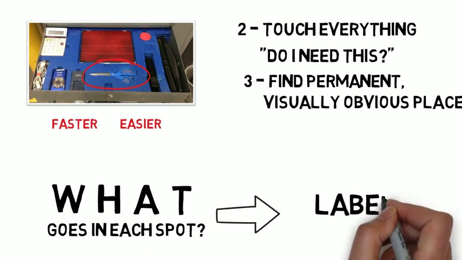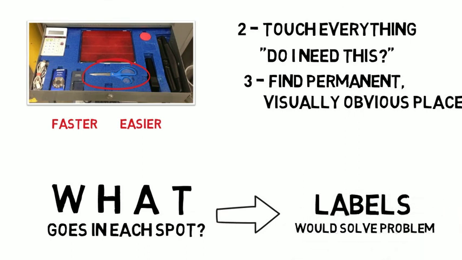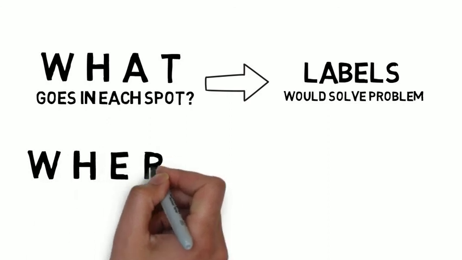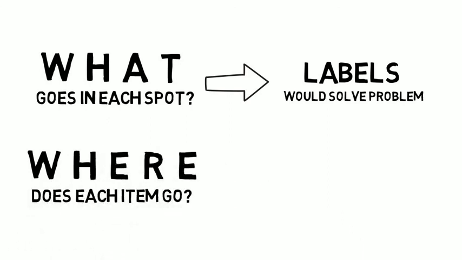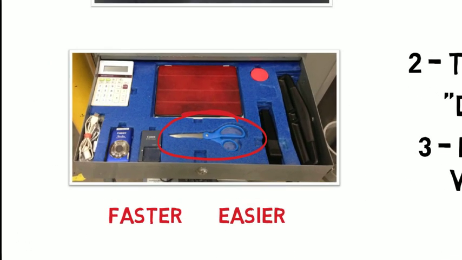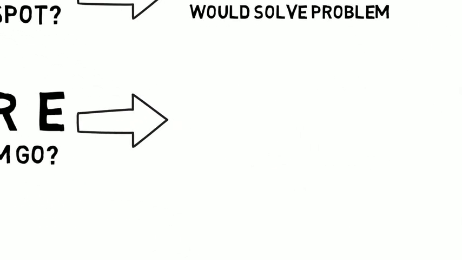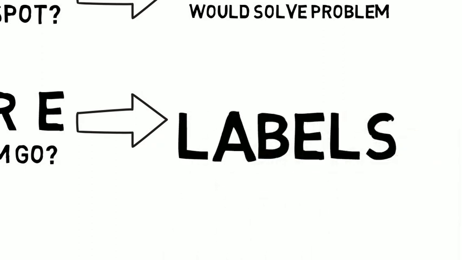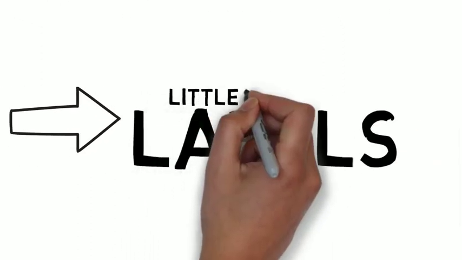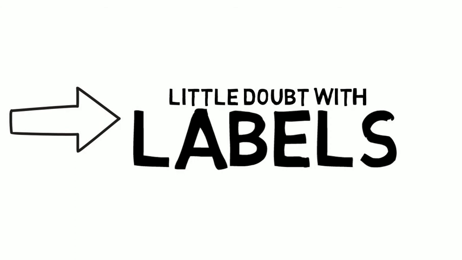Placing labels on each area would solve this problem. Do we know where each item goes? The slots created in the foam go a long way in telling us where, and if we had only the items that belong in the desk, we could probably match the items to the slots. But if the slots were combined with labels, there would be little doubt about where they go.